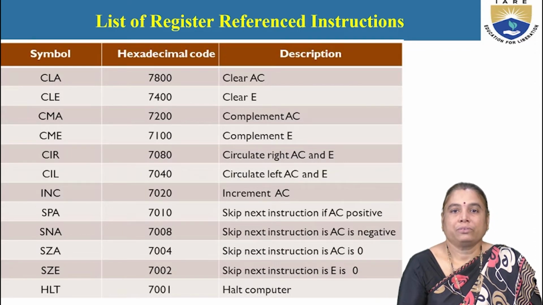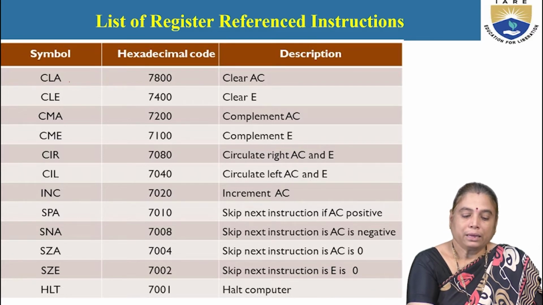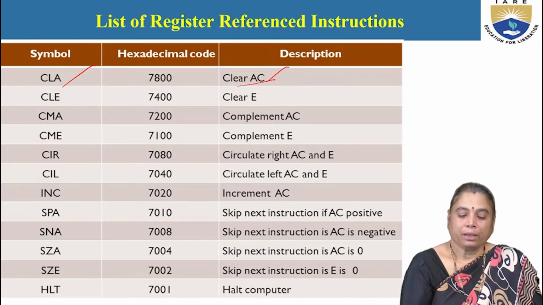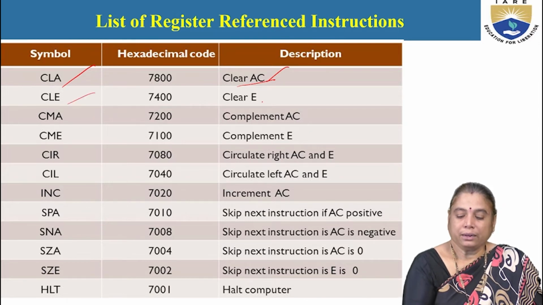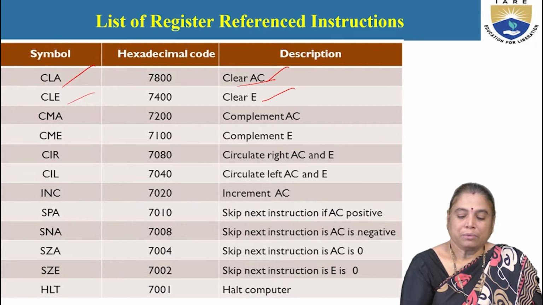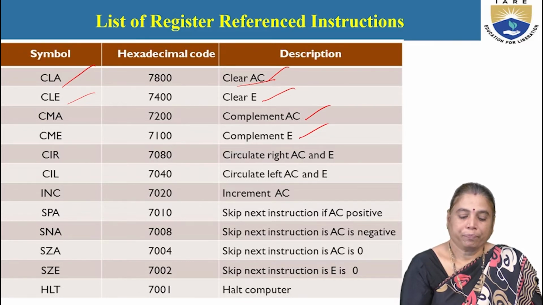What is the list of register reference instructions? The first instruction is CLA. CLA means clear AC; the accumulator register can be stored with 0 value. Next, CLE, clear E; the E flip-flop can be cleared. CMA, complement AC; the accumulator can be complemented. Next, CME, complement E; the E value can be complemented.